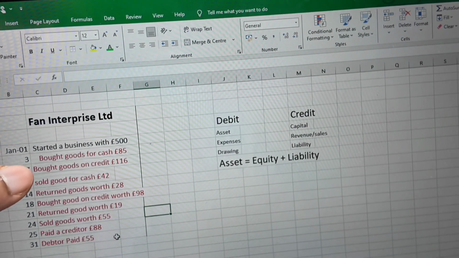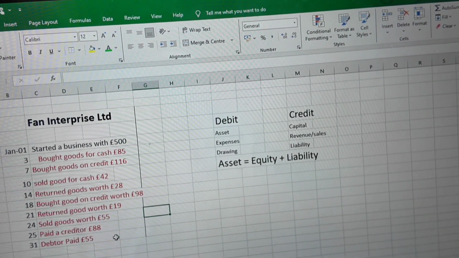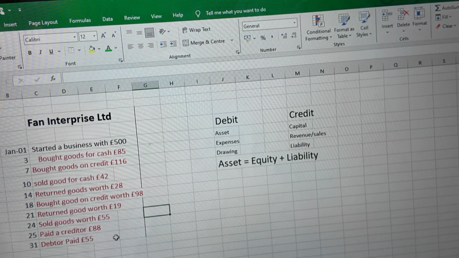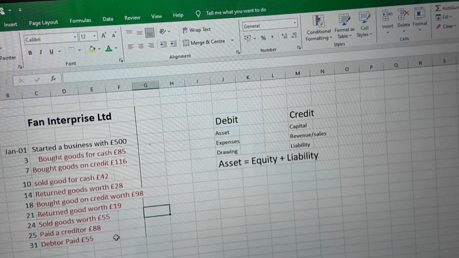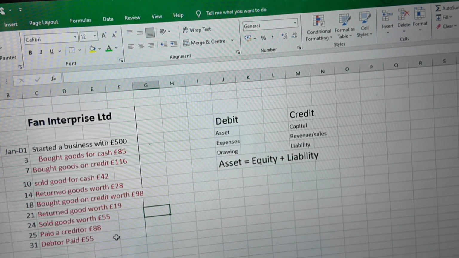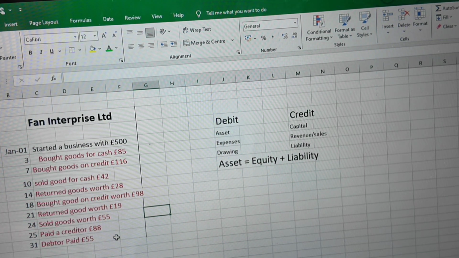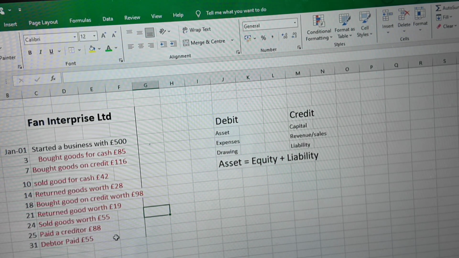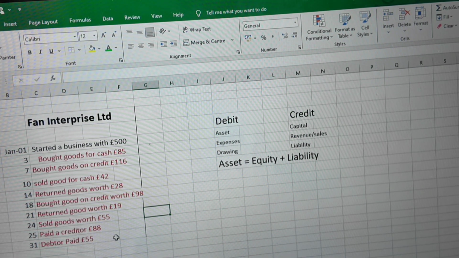On the 3rd of January, they bought goods for cash, £85. On the 7th, they bought goods on credit, £116. On the 10th of January, they sold goods for cash. On the 14th, they returned goods worth £28. On the 18th, they bought goods on credit worth £98.